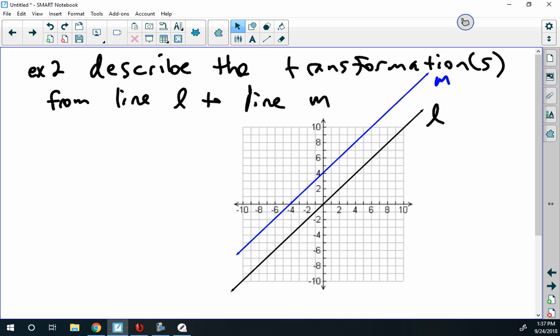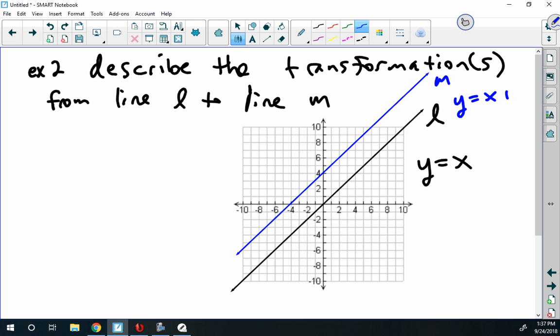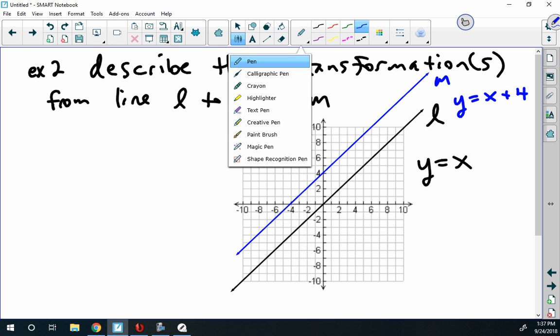Let's think about some equations for this. Line L is going to be y equals x, right? What's line M's equation going to be? Same slope. Line M is going to be y equals x plus 4. Now, what's interesting is where you put the parentheses.